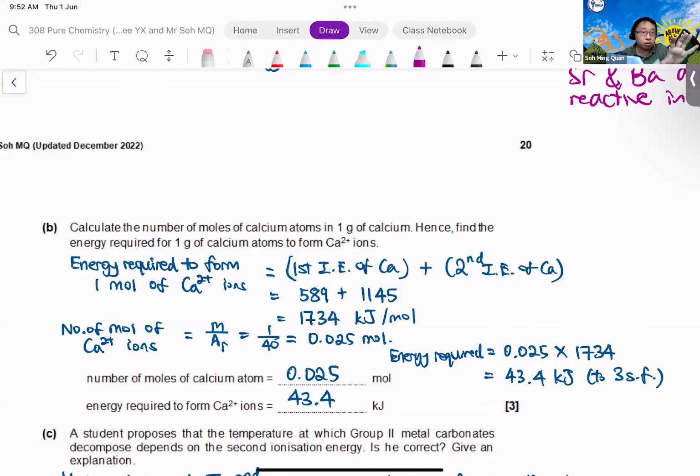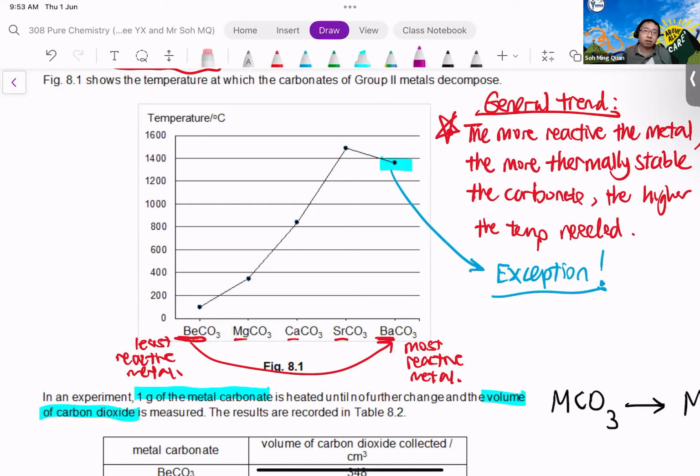There is an exception, which is barium carbonate. Barium carbonate doesn't follow this trend, clearly. The temperature at which barium carbonate decomposes is lower than strontium carbonate. This is in spite of the fact that barium has a lower second IE. So barium doesn't seem to follow this trend. Therefore, we cannot say the student is correct.